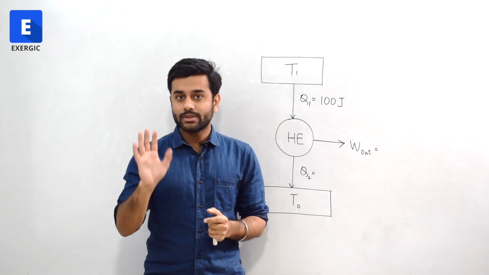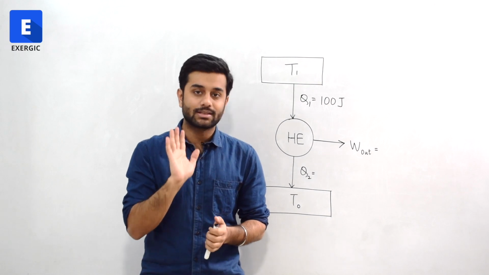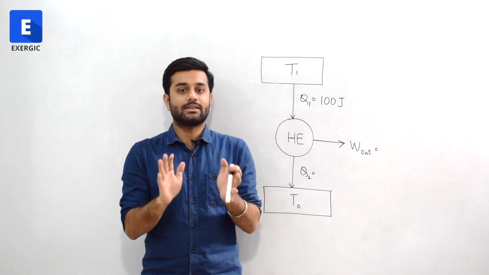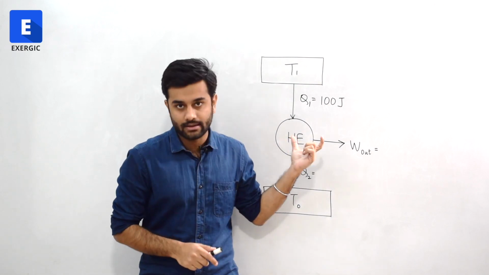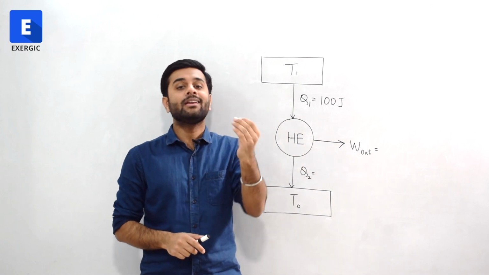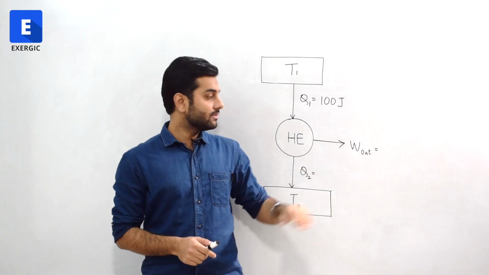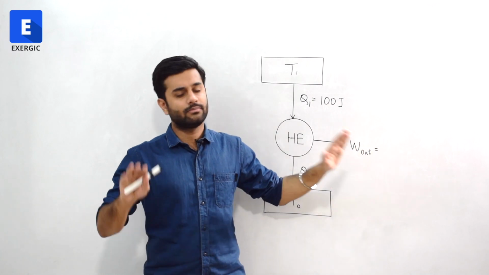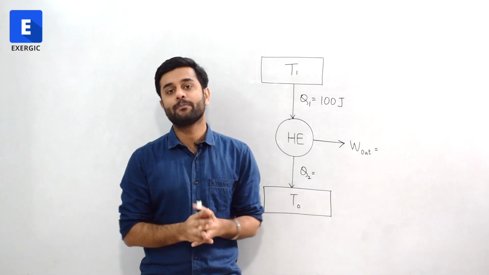If I want to know what is the maximum amount of work that I can extract, very obviously I have to use a reversible engine here, and if I use an irreversible heat engine, then the work output will decrease. Basic things we already know about them.